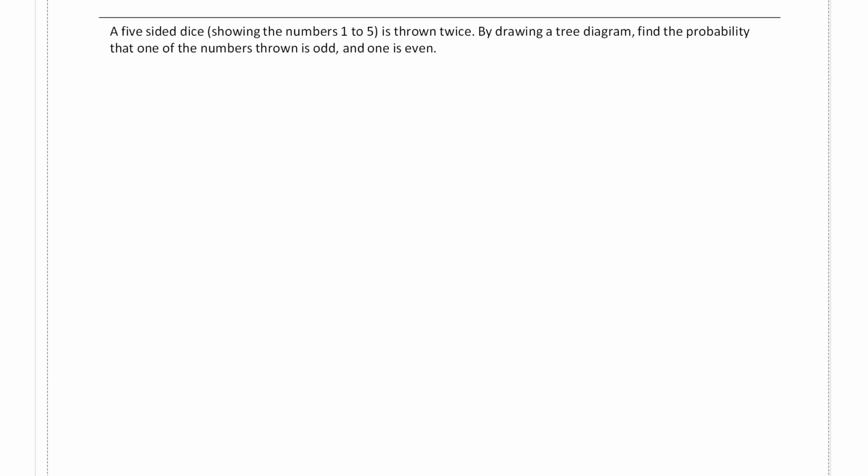We are going to answer this question before us. It says, a 5-sided dice showing the numbers 1 to 5 is thrown twice. By drawing a tree diagram, find the probability that at least one of the numbers thrown is odd and one is even. So find the probability that one of the numbers thrown is odd and one is even.